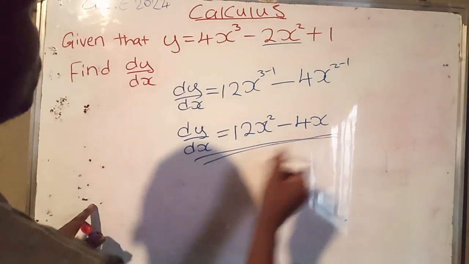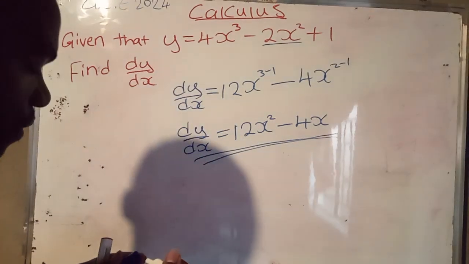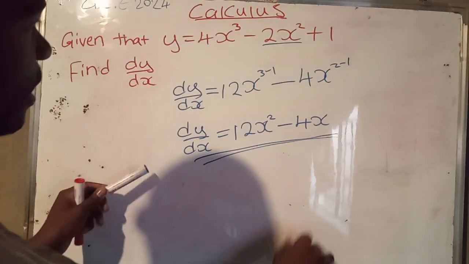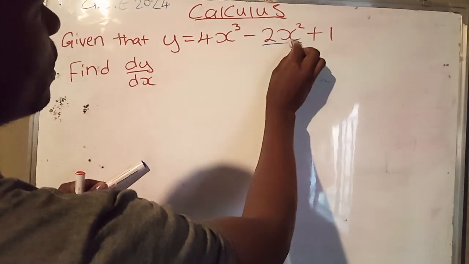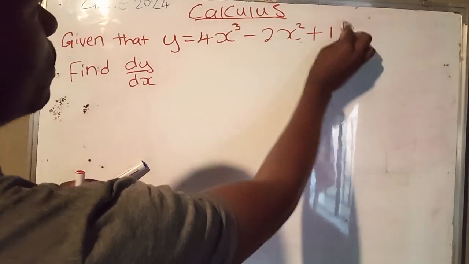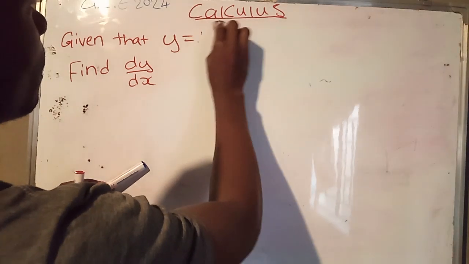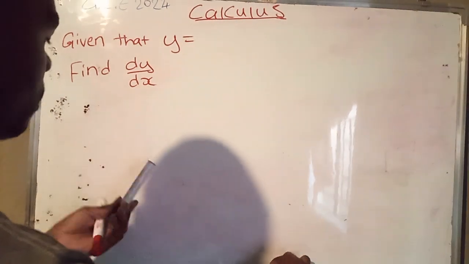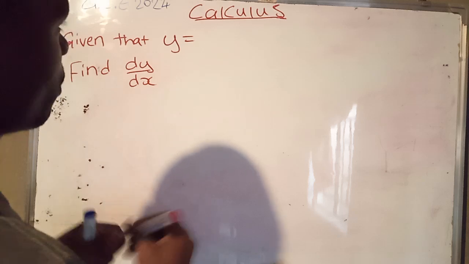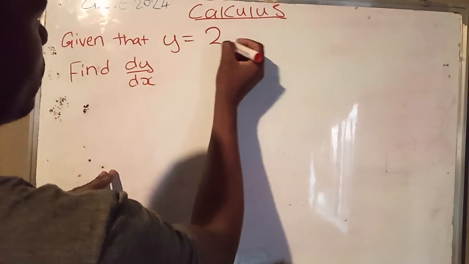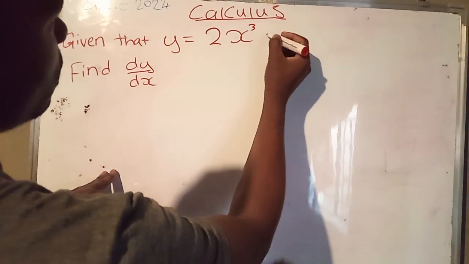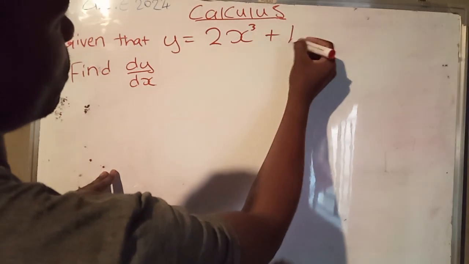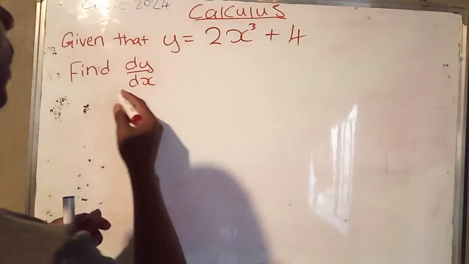And this question came under GCE 2024. So we can have another example from here. We can even have another example. So we can just say, for example, we can have 2x to the power 3, then maybe plus a 4. So they have said find dy dx.